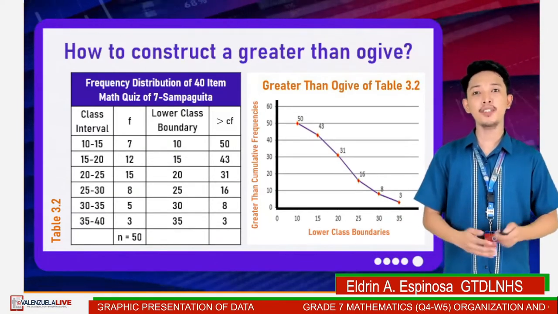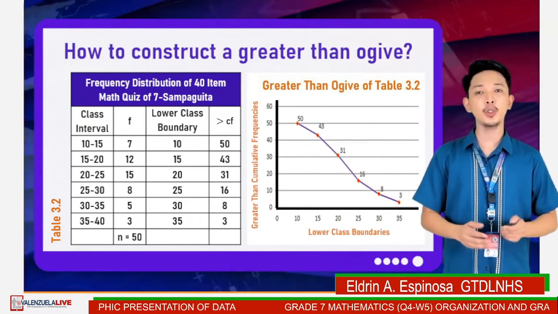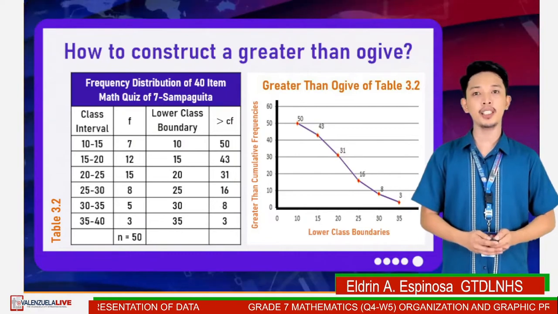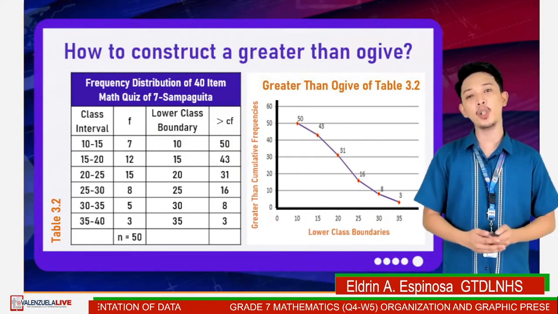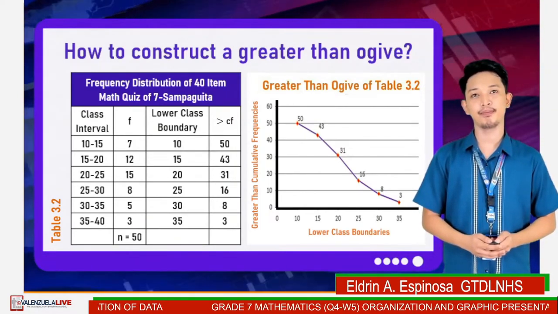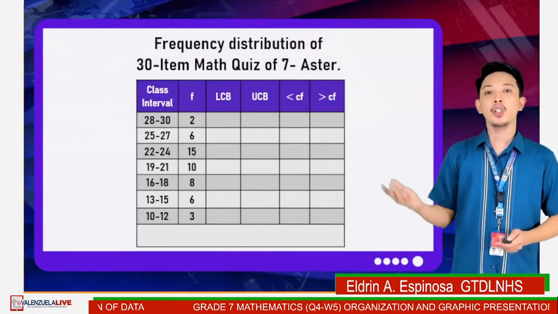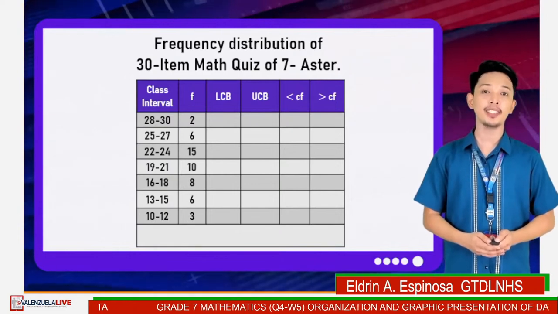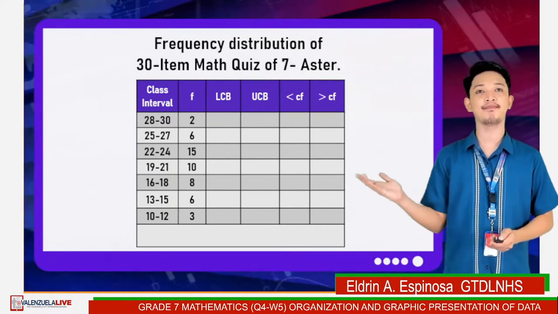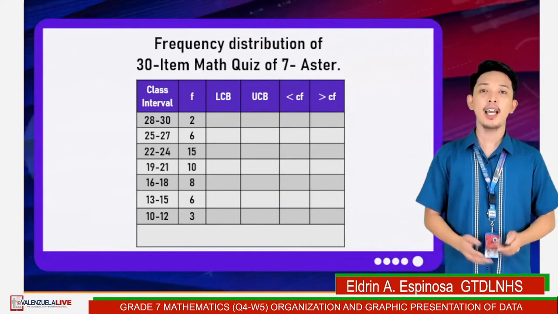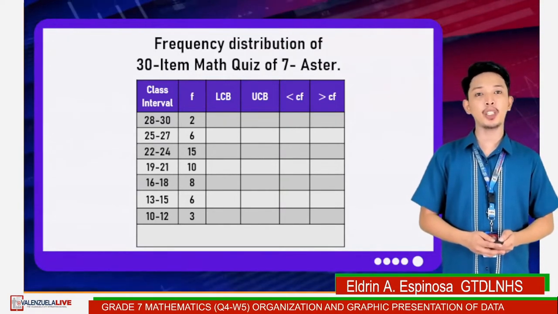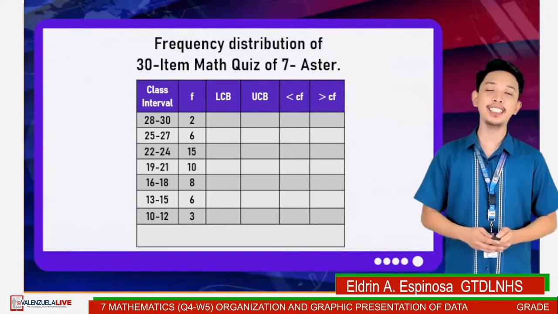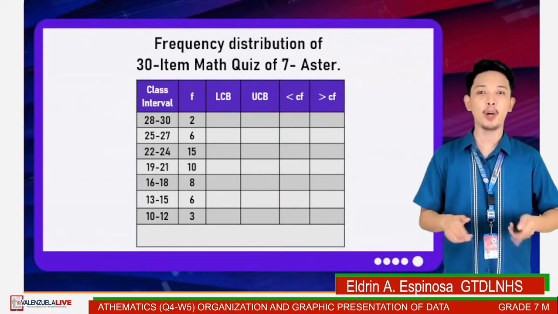But what if the class interval is in discontinuous or inclusive form? How are we going to construct the less than ogive and the greater than ogive? Consider the following frequency distribution of 30-item math quiz of 7 asterisk. How many students took the math quiz in 7 asterisk? You have 5 seconds to write your answer in our comment box below.